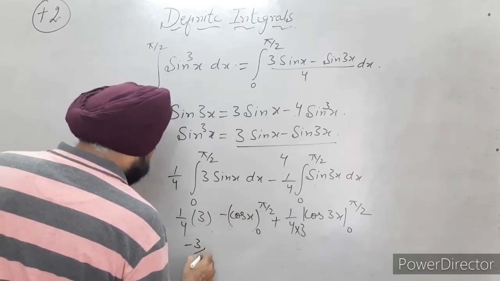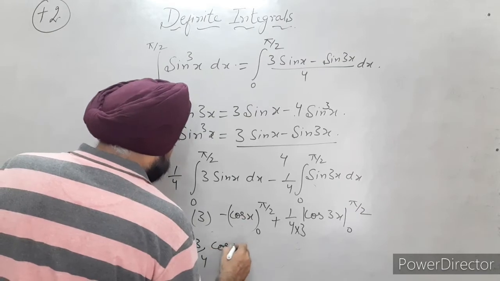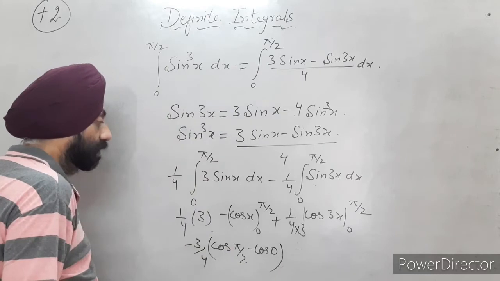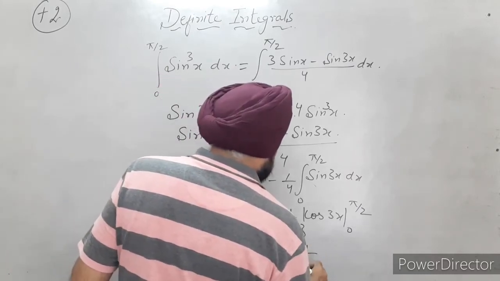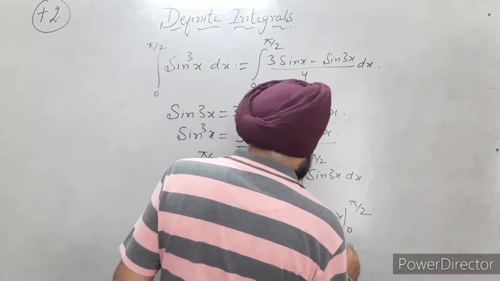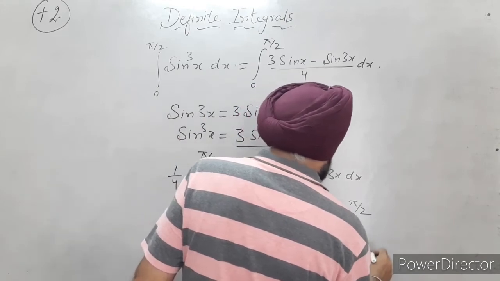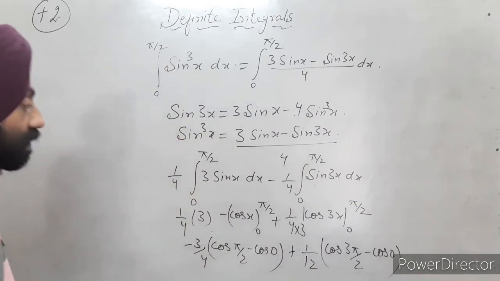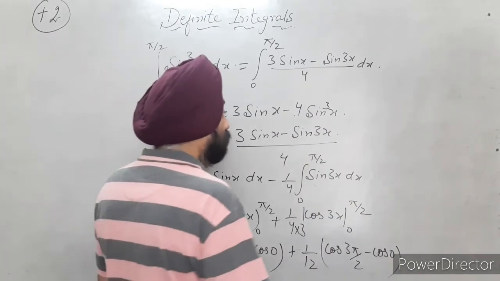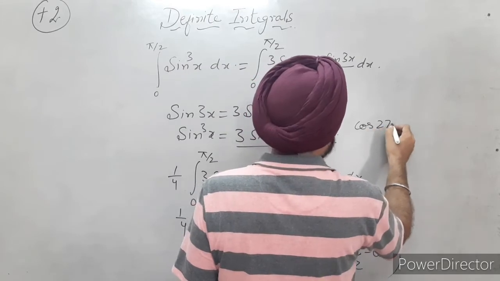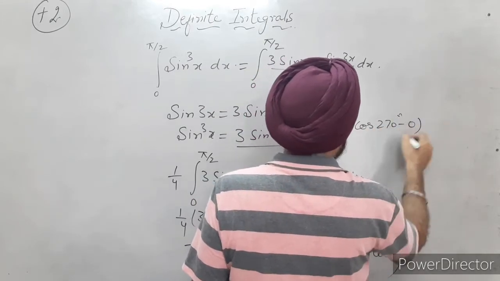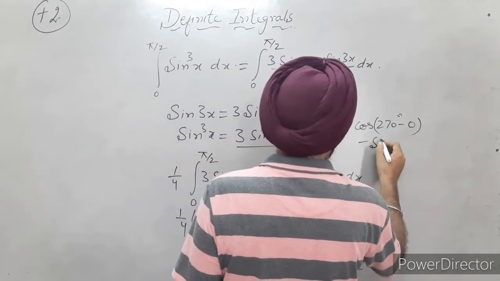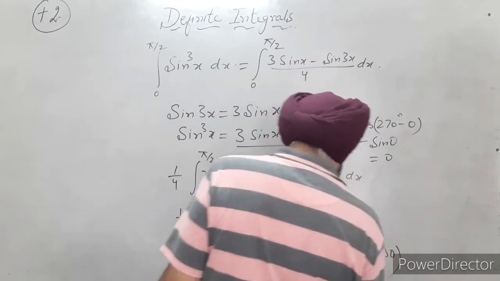Negative 3 by 4 times cos of pi by 2 minus cos of 0, that is upper limit minus lower limit, plus 1 by 12. It is cos 3 pi by 2 minus cos 0. Now cos of 3 pi by 2 is cos 270 degrees. The quadrant is third, so cos is negative, that is negative sine 0. The answer is 0.